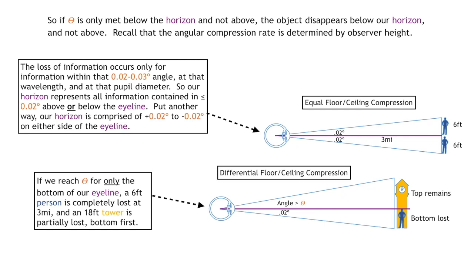Or put another way, our horizon is comprised of plus 0.02 degrees to minus 0.02 degrees on either side of the eye line. And again, if we did differential floor and ceiling compression and we got closer to a tangible physical wall or a physical ceiling or the physical floor, then we would have differential angle compression, and anything met along that compressed angle side, either the wall or the floor or the ceiling, is going to reach theta, and it will be lost against that object. So if we reach theta for only the bottom of our eye line, a 6-foot person is completely lost at 3 miles. And an 18-foot tower is only partially lost. It loses 6 feet essentially, and it loses it bottom first if we are compressed against the floor.